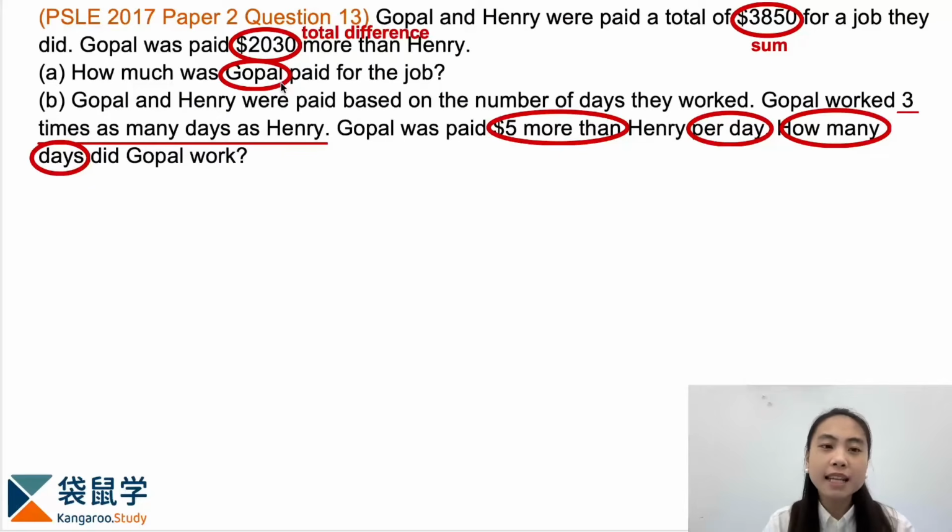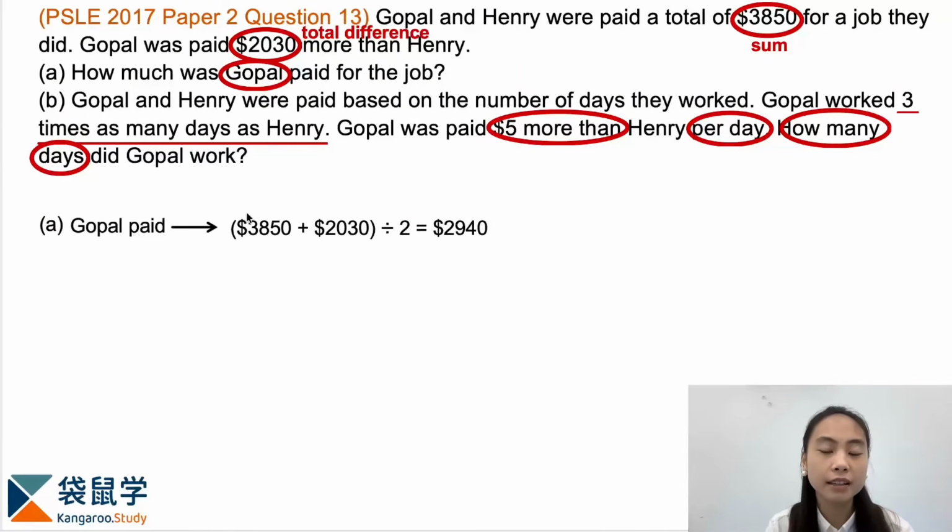So, class, since Gopo was paid $2,030 more than Henry, which means Gopo's salary is higher or lower? Higher. So the number here is bigger or smaller? Bigger. So now we know the sum, we know the total difference, and then we can use the calculation sum plus total difference divided by 2 to get the bigger number. So here, this is the calculation of the first question.